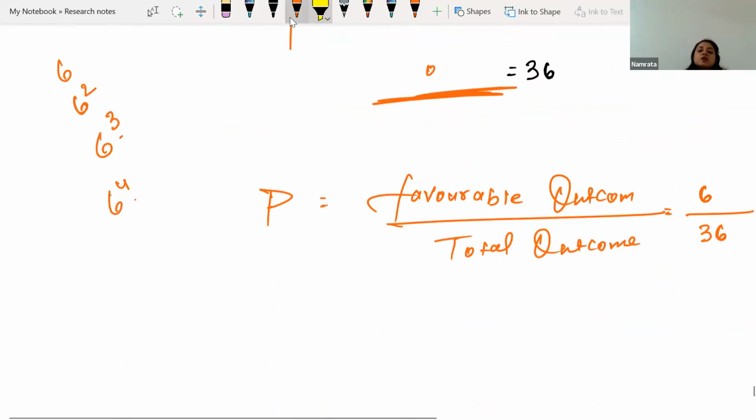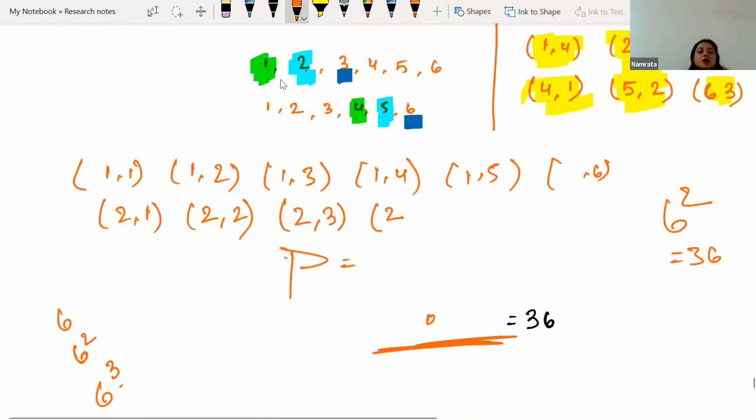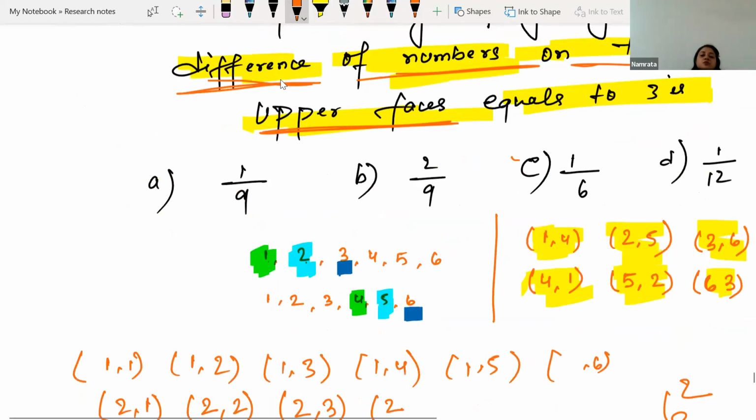So this is the probability, and if we cancel it out, 6 fives are 30, 6 sixes are 36. So we got 1 by 6 as the answer. Let's see which option it is. Option C is the correct option. Is it clear now? Is it clear to everyone? Let's move ahead.